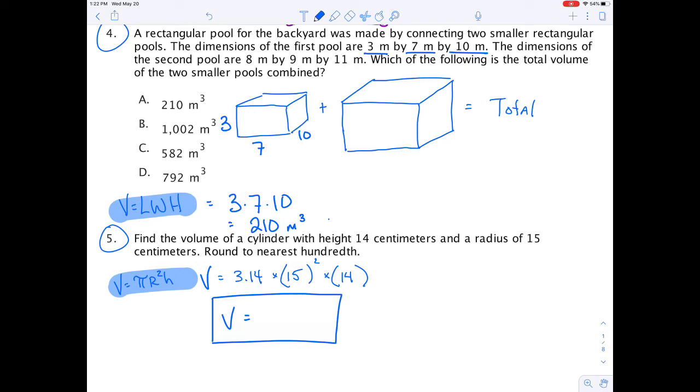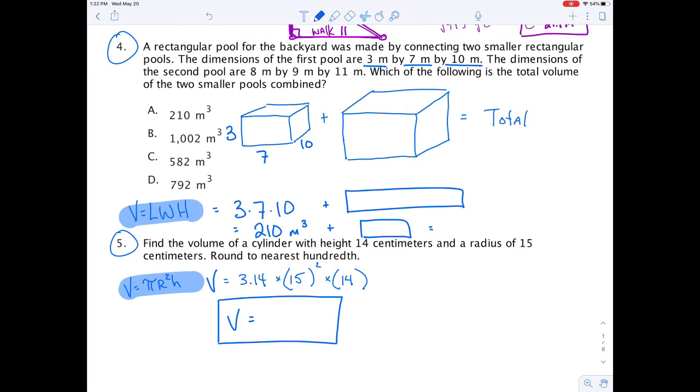To solve this problem, you're going to go ahead and calculate the volume of the second one as well, get the actual number, and then because a total is adding them together, you're going to add the 210 and the number you find here together, and then make your choice A, B, C, or D.